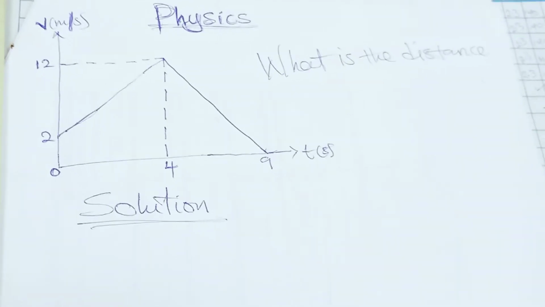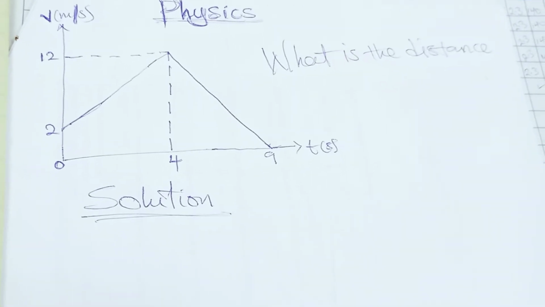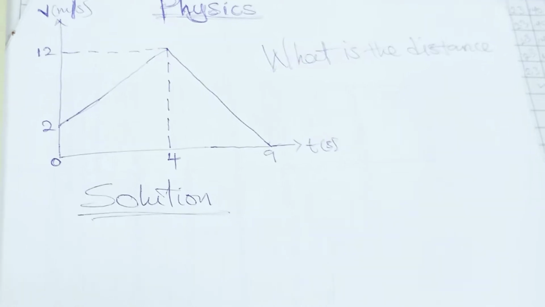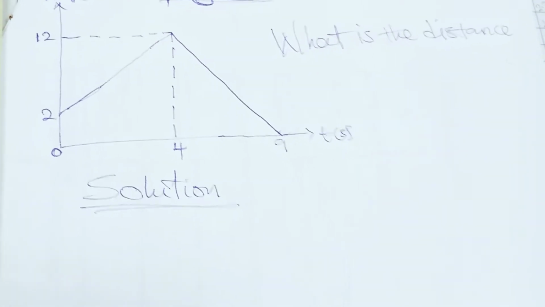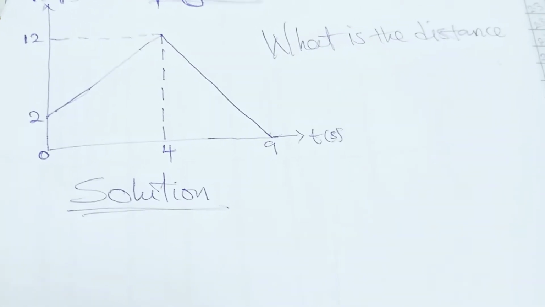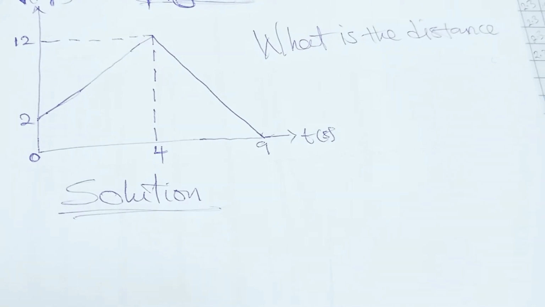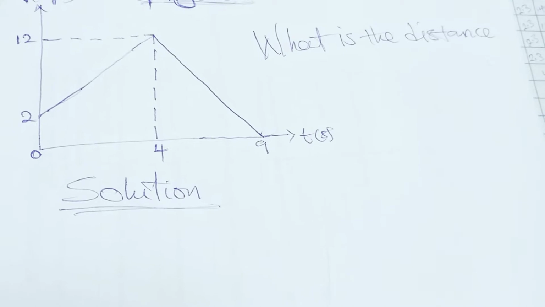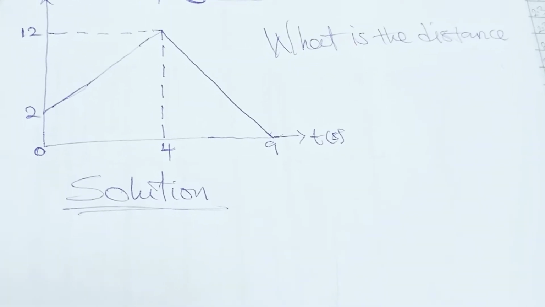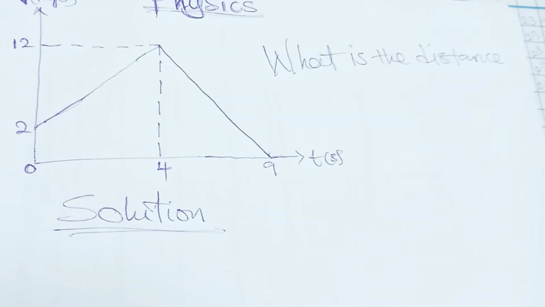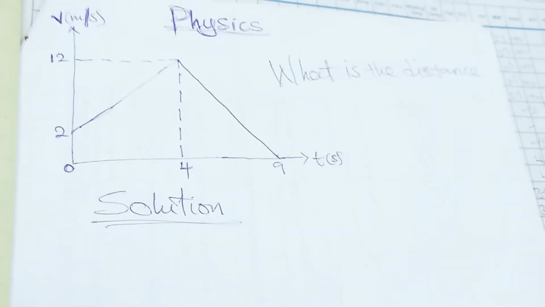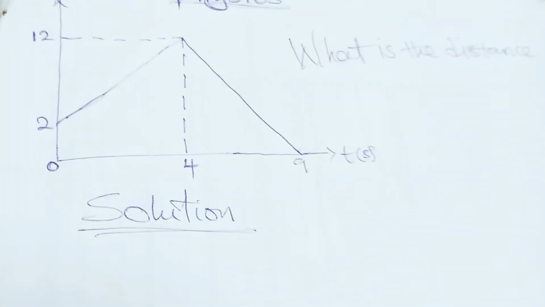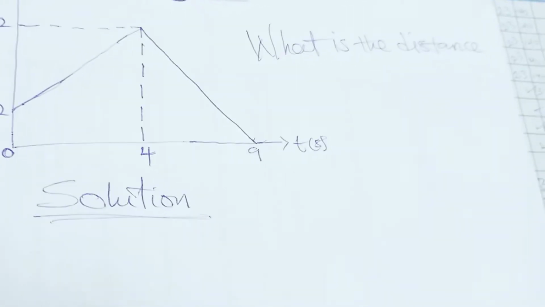Good day everyone. In our class today, we are going to look at this question under velocity time graph. In the question we are asked to calculate the distance, that is the total distance covered by the object. Now, how to do this? Solution.